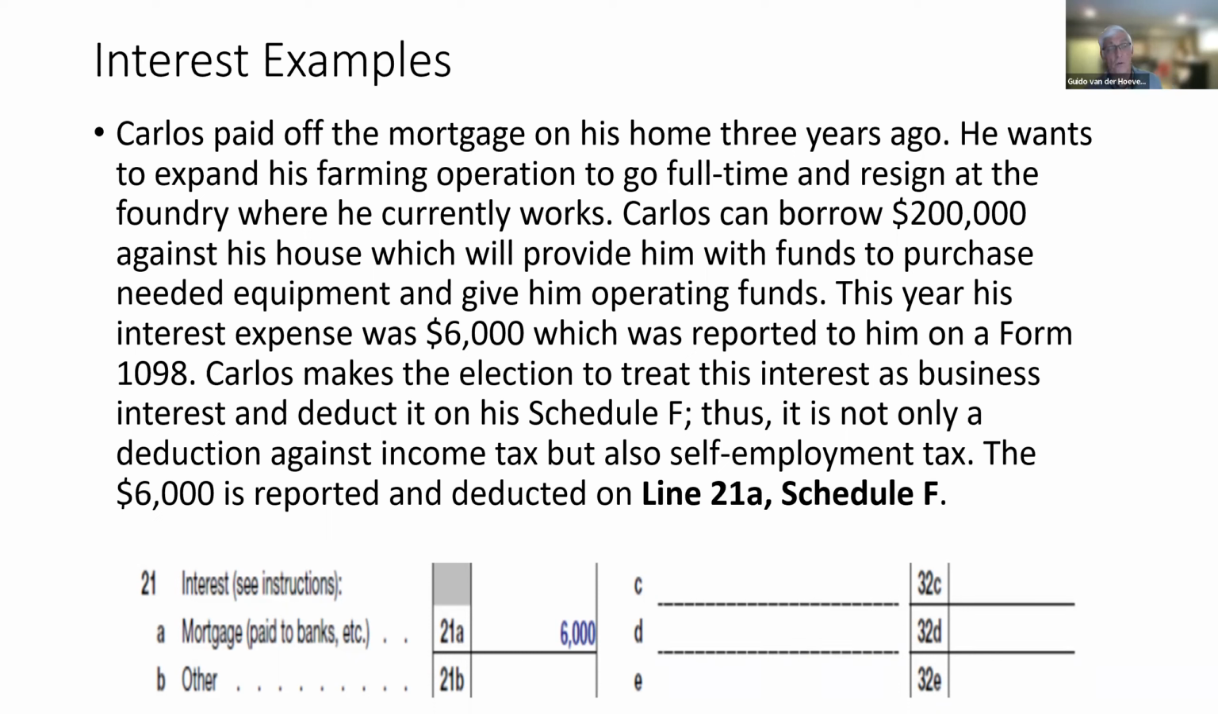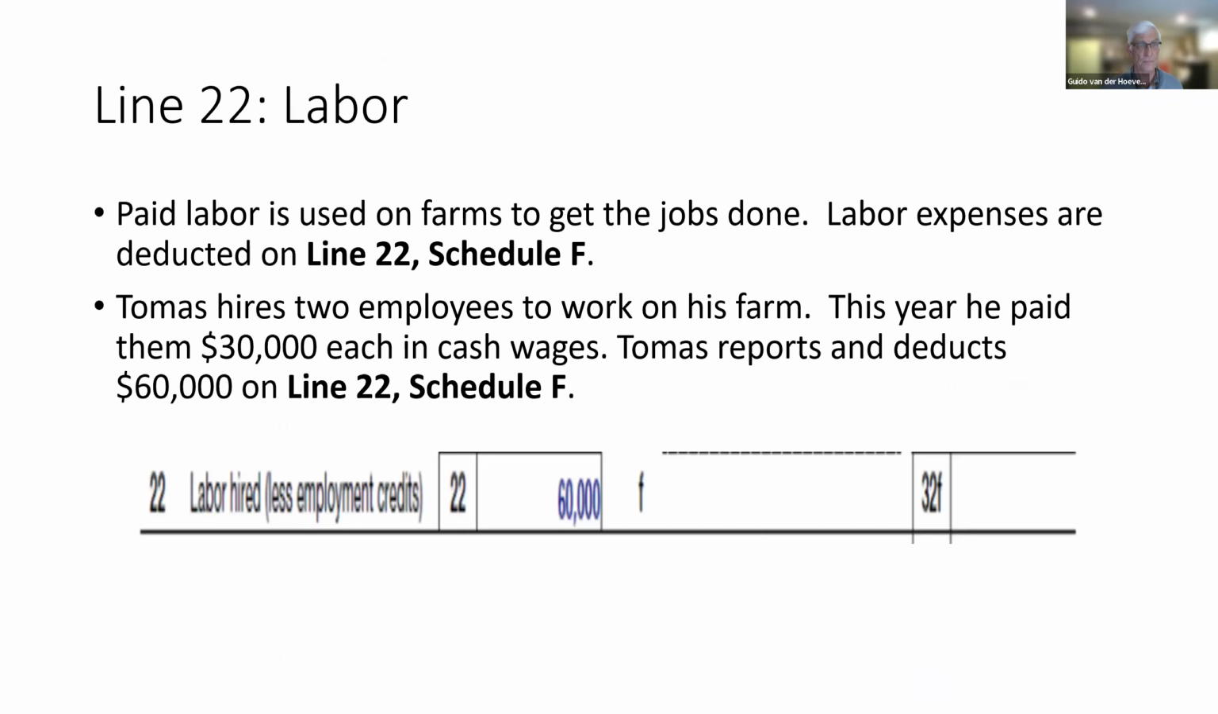Now, he is going to get a Form 1098. Does he treat that as homeowner interest or does he treat that as business interest? In this case, it's going to be to his benefit to make the election to treat this interest as business interest and deduct it on Schedule F. Thus, it not only is a deduction against income tax, but it's also going to be a deduction against self-employment tax. And so the $6,000 in this case is going to be deducted on line 21A on Schedule F. And you would need to have documentation for that particular deduction.